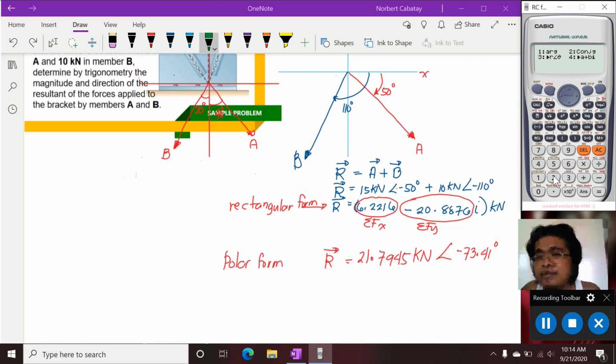Shift mode, shift 2. Then get the absolute: shift, height, the absolute at the top. Your stored A, equals, and you get 5 square root of 19, or 21.7945. If you want to get the angle, shift 2, then the 1, the argument.